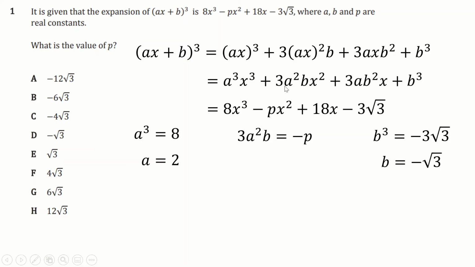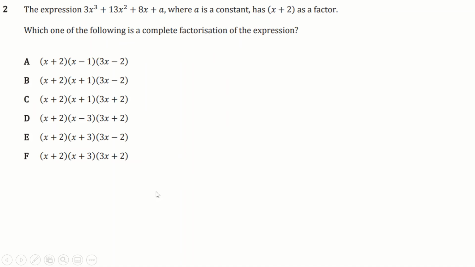We can now look at this middle bit. We actually don't even need this bit. We could look at this if we wanted to, but we don't need it. We're just going to look at this bit here. The x squared coefficients, that must be that. We know a and b, so we're going to put those in. A squared is 4, b is this, and we can solve. Get the answer. Nice. Next one.